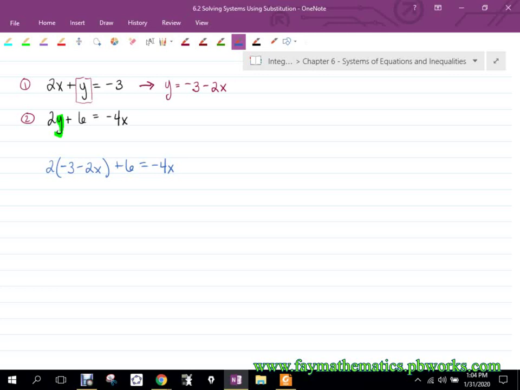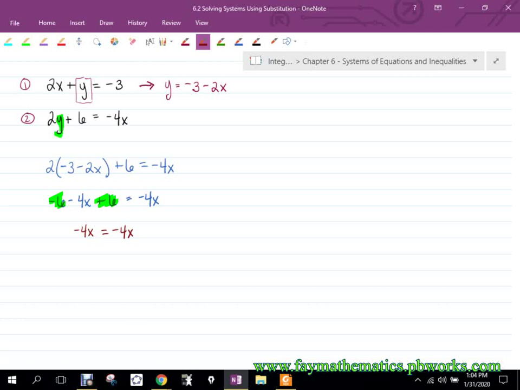What would be the next step? You're going to distribute. So you're going to get negative 6 minus 4x plus 6 equals negative 4x, right? Now what are you going to do? Lindsay? Combine like terms. So what's this negative 6 and positive 6 going to do for us? They're going to go to 0. So then you're left with negative 4x equals negative 4x. Okay? And you could stop there because the left-hand side equals the right-hand side, right? Yeah. Or you can keep going.